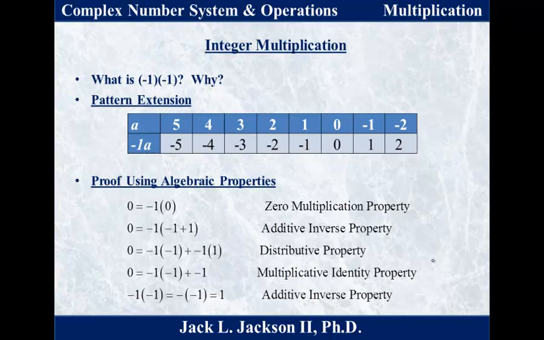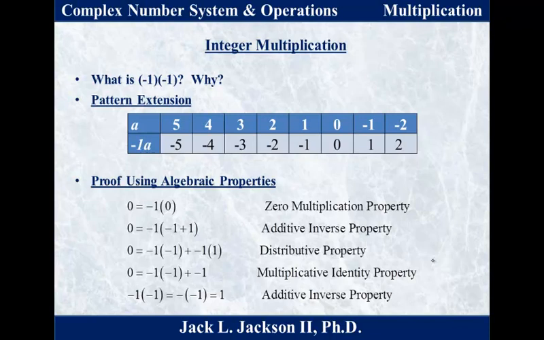Let's do it another way. One of the things that we want is some of the properties of our numbers to still work. For example, the zero multiplication property needs to still work. The additive inverse property still needs to work. The distributive property still needs to work. The multiplicative identity property, and so forth. Our basic properties need to still work when we go away from the natural numbers and work in the integers. So if that's the case, we can use the following as a proof.